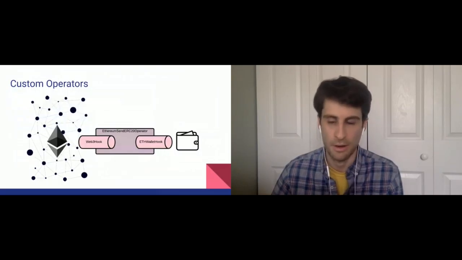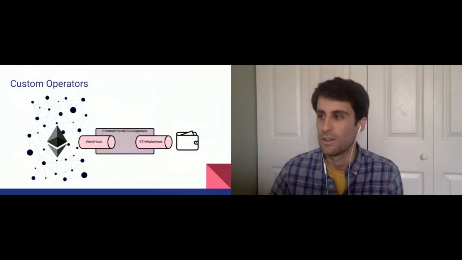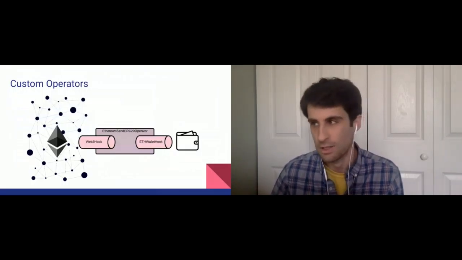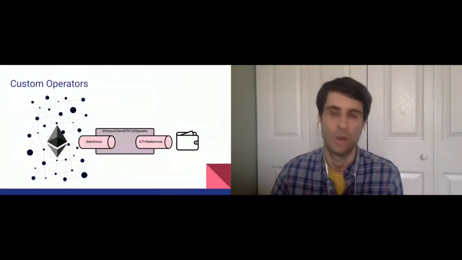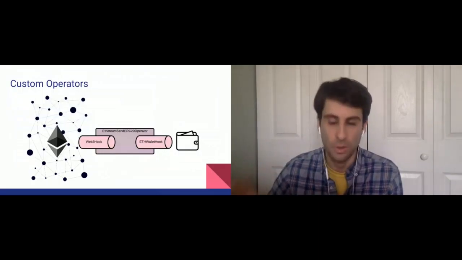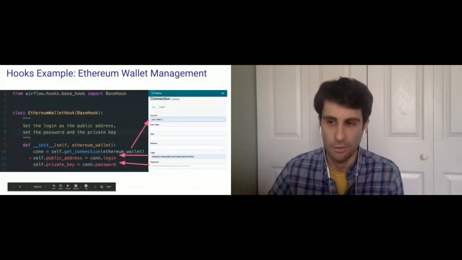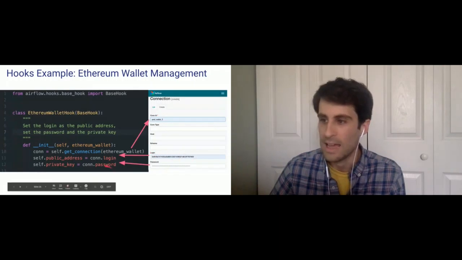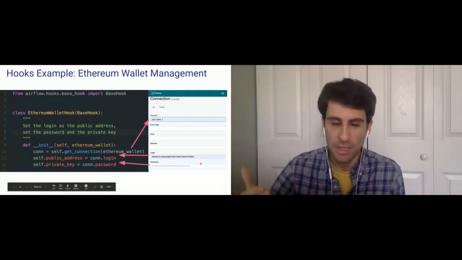So let's look at the Ethereum wallet hook part first. The other nice thing about Apache Airflow is it gives you a user interface for managing connections and secrets for connections. And in your hooks, you can actually go in and grab that connection information. So if you look, this wallet hook is actually really simple. All it's doing is setting two properties on itself. It's setting its public key to be equal to the connection login, which is this value here, and it's setting the private key to be the connection password, which is this value down here. So we set both the public key and the private key.